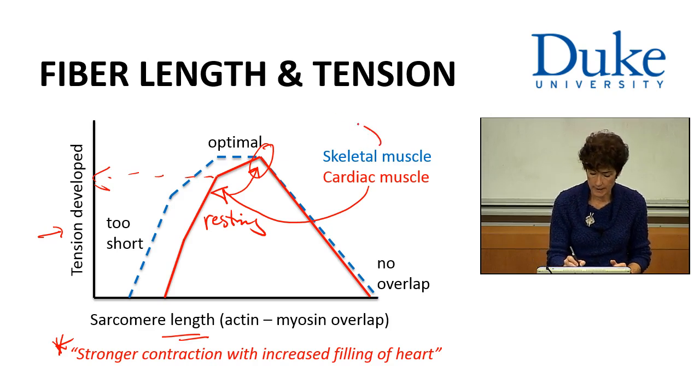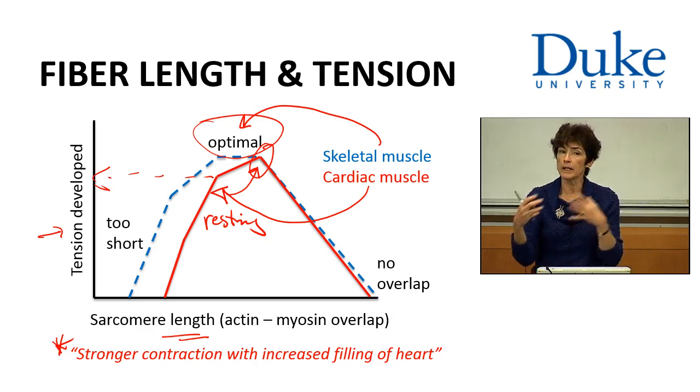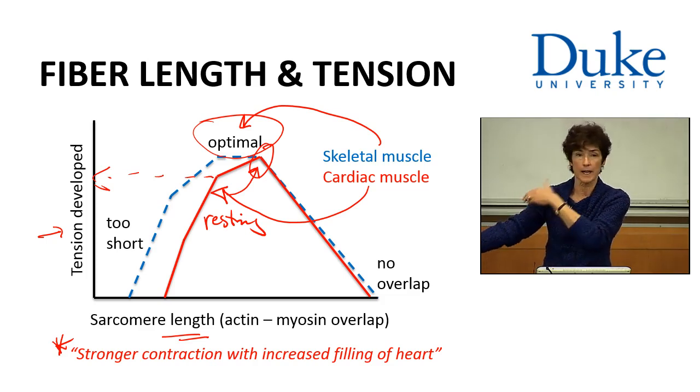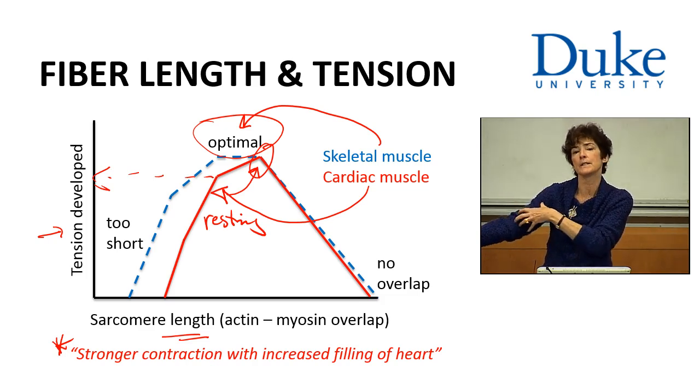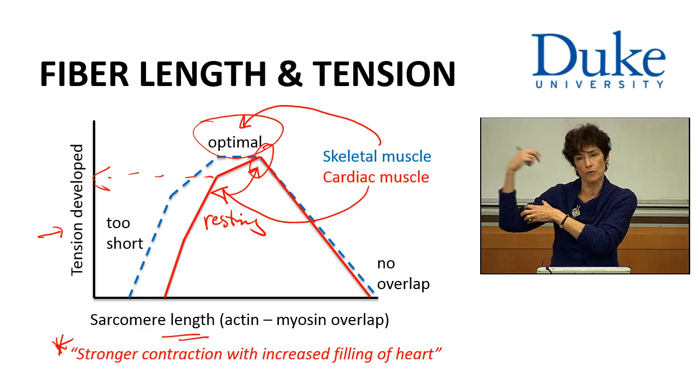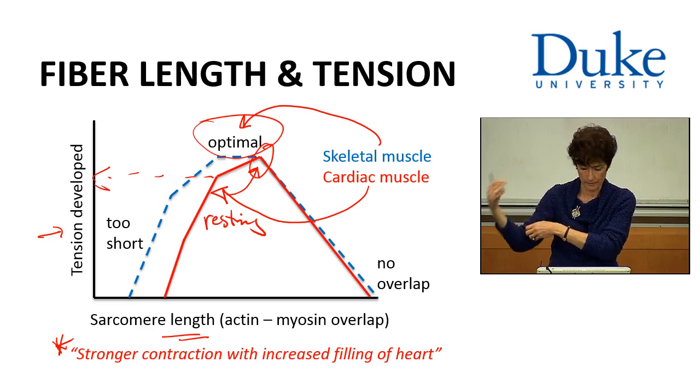This is in contrast to skeletal muscle, where skeletal muscle tends to sit in its optimal overlap length, and that is because skeletal muscle is attached to the skeleton. That is, it's attached to bone, and the bone keeps it in its optimal length for generation of power.